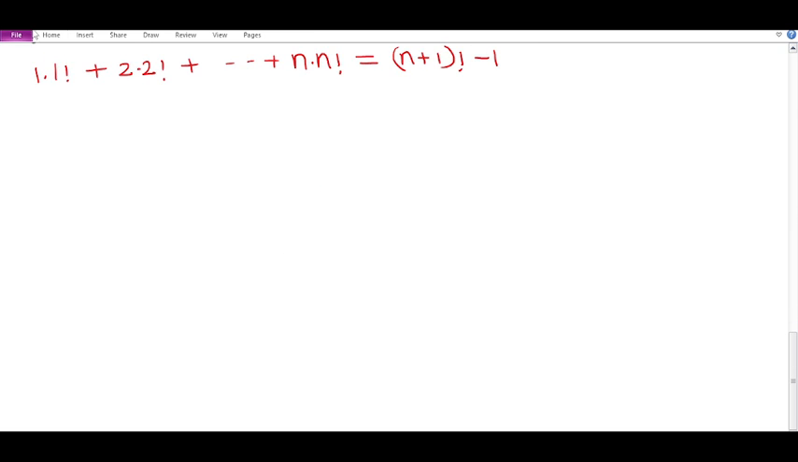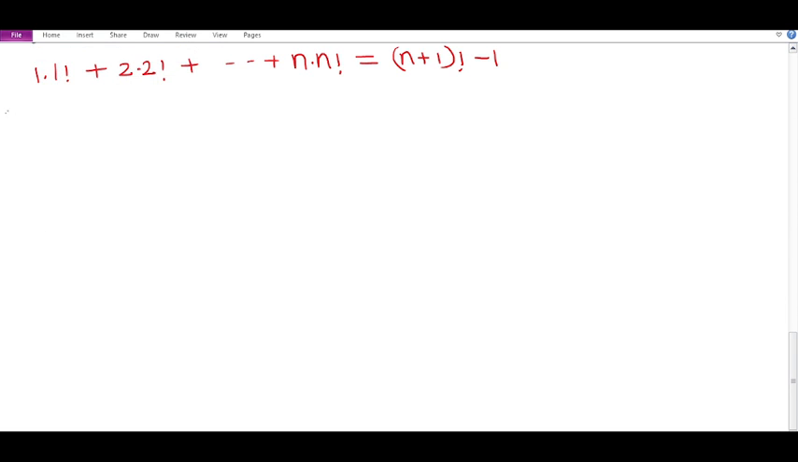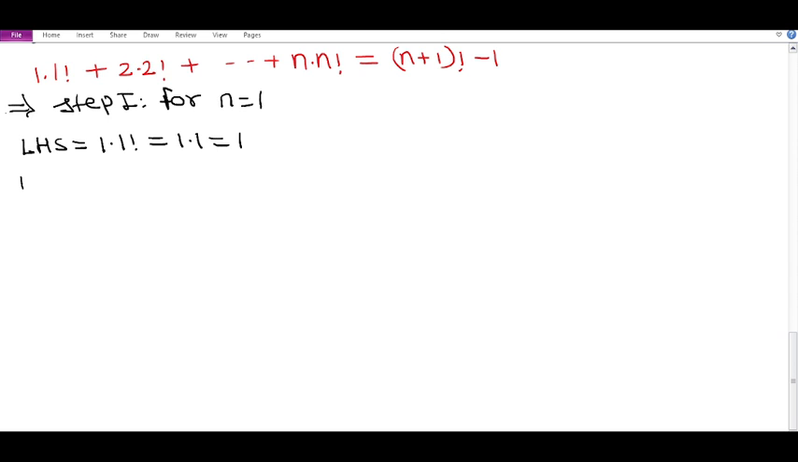Now again, to show this result for every positive integer, like the previous example, we are going to apply the first principle of mathematical induction. So step first, show that the result is true for n equal to 1. For n equal to 1, the LHS is equal to 1 into 1 factorial, which is 1 into 1, equal to 1. On RHS, this will be equal to 1 plus 1 factorial minus 1. So this is equal to 2 factorial minus 1, which is 2 minus 1, equal to 1. So LHS is equal to RHS.